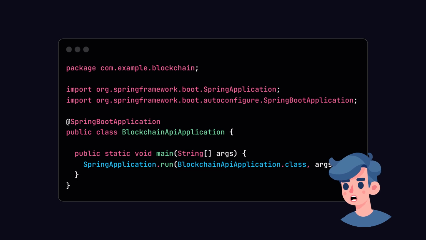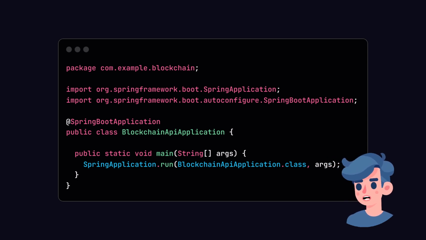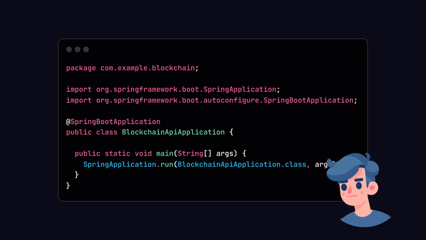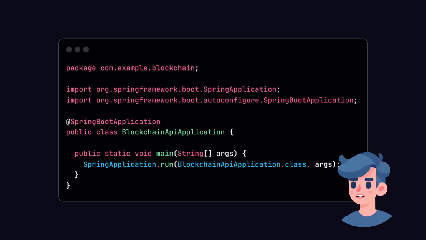After that, we need to create the main application class. This class will be the entry point of our application. Create a new file called BlockchainApiApplication.java in the src/main/java/com/example/blockchain directory with the following content.